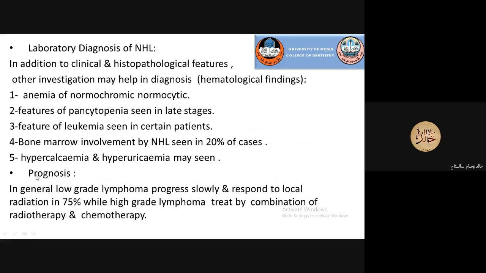In prognosis, some of these non-Hodgkin lymphomas are low grade, which progress slowly and respond to local radiation in 75% of cases, while high grade lymphoma is treated by radio and chemotherapy. So some of these non-Hodgkin lymphomas are low grade, the others are high grade, and we may have many different types and subtypes of non-Hodgkin lymphoma that we will not cover in our lecture.